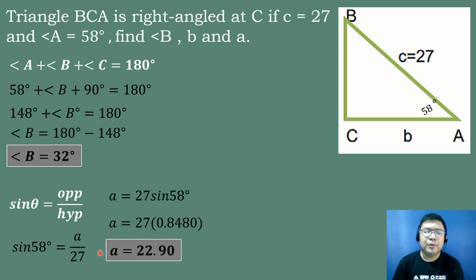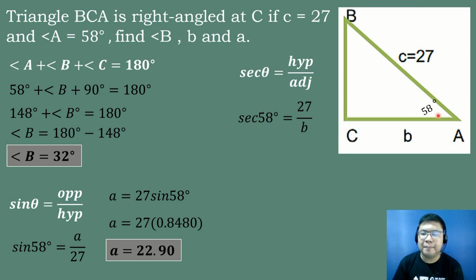After we have computed for side A, let's now find the measure of side B. And let's look again for the given angle. So we can use the formula of the secant here, since the value of the hypotenuse is already given and we are looking for the adjacent side. So using the formula, we will substitute the corresponding value. So we have secant 58 degrees, the value of theta is the given angle, equals the value of the hypotenuse, which is equal to 27, all over the adjacent side, which is unknown.